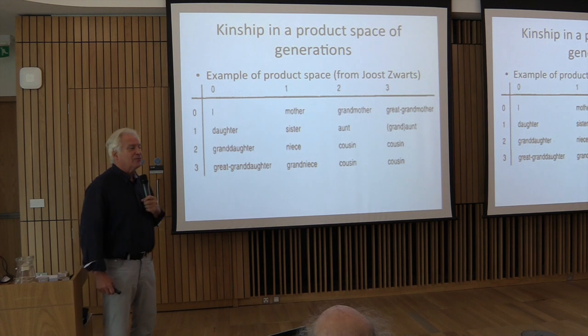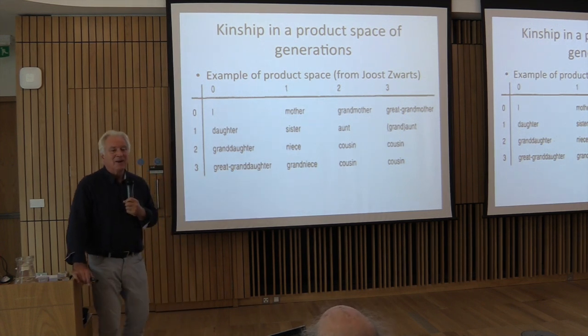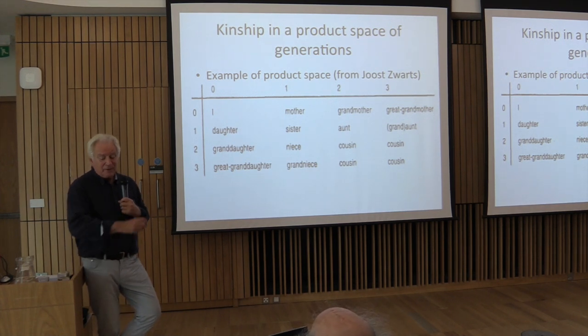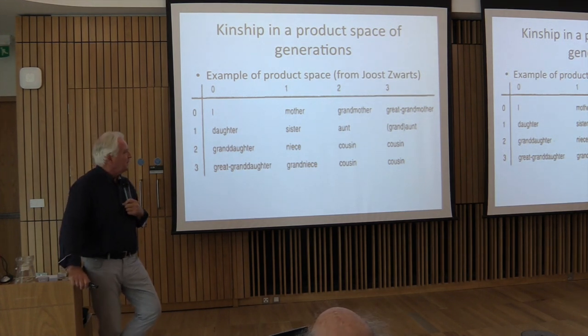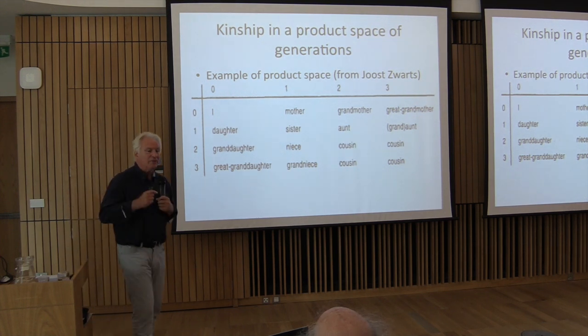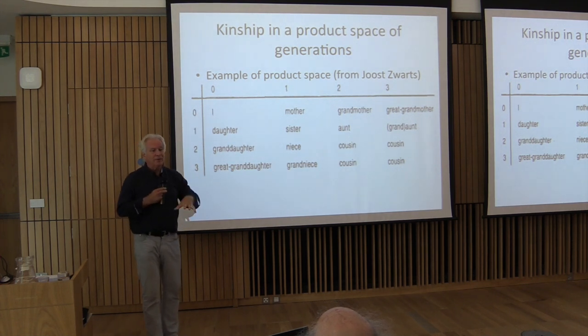Here is a kind of interesting example. Kinship classification. I've taken that example to show you that this comes from the Dutch linguist Joost Swartz, that here you have a product space. You have two dimensions. One is the dimension of generations going down. You have you, your children, your grandchildren, and so on.